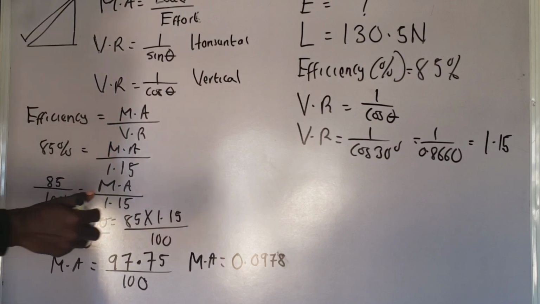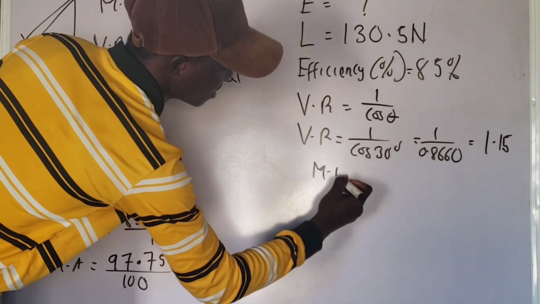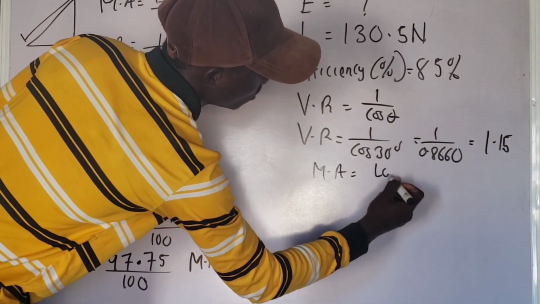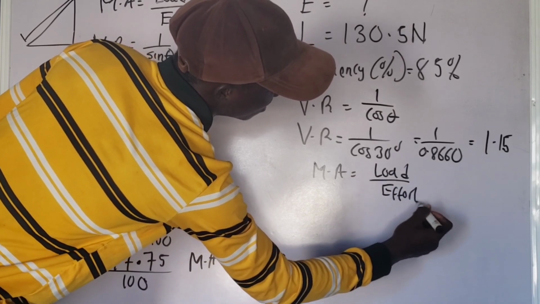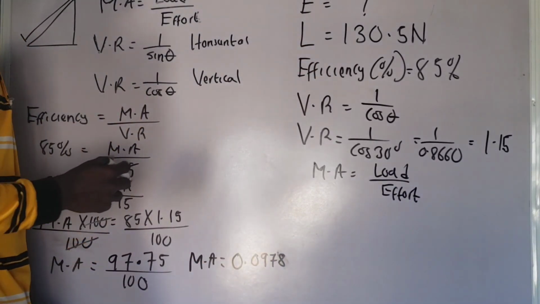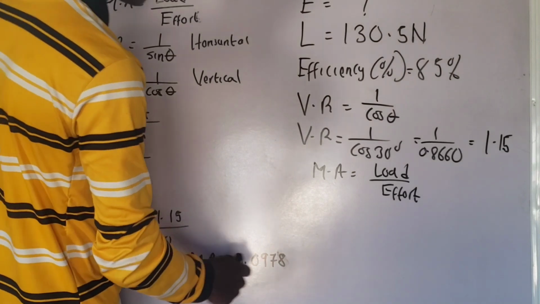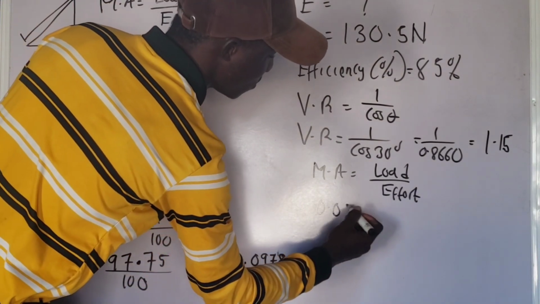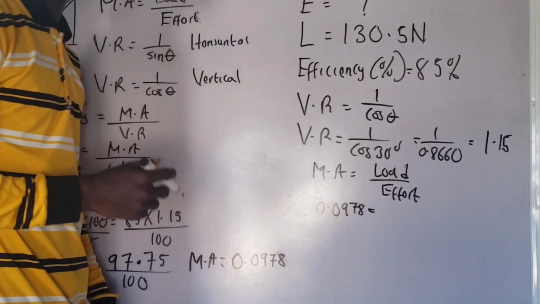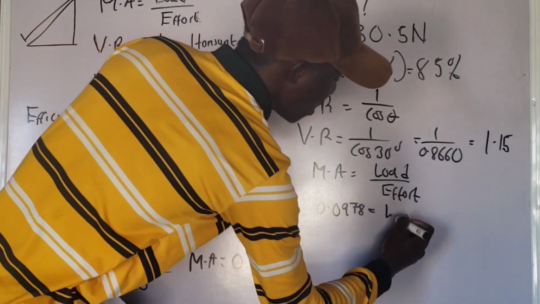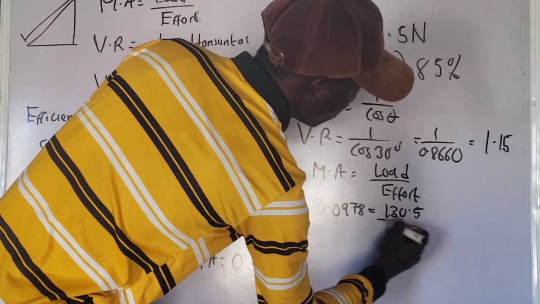You understand? Because mechanical advantage, please pay attention. Mechanical advantage equals to load all over effort. You understand? Load all over effort. Now, mechanical advantage is 0.0978. 0.0978 equals to load. The load is what? 130.5 Newton. So I'm going to have 130.5 all over effort.